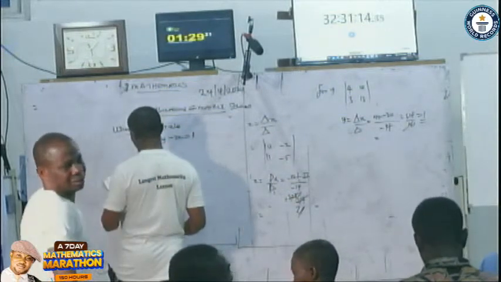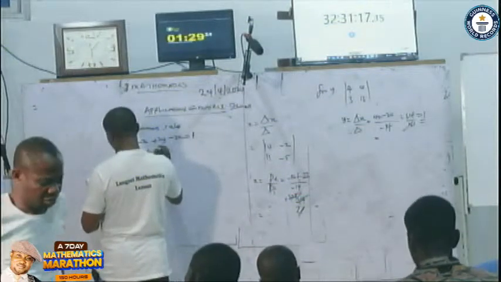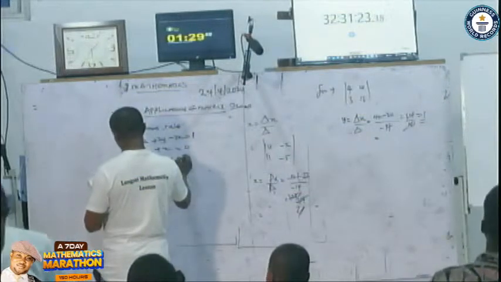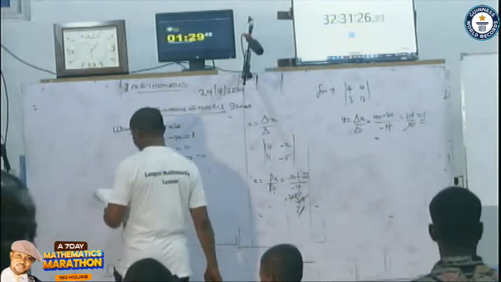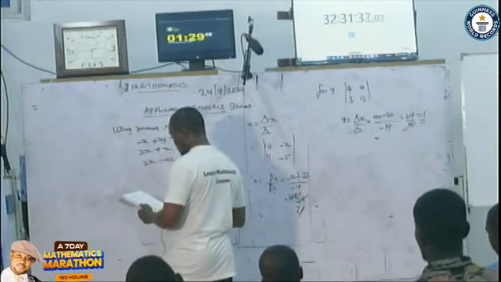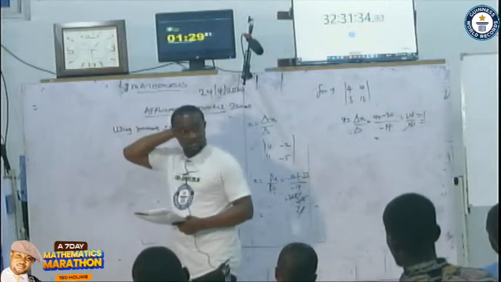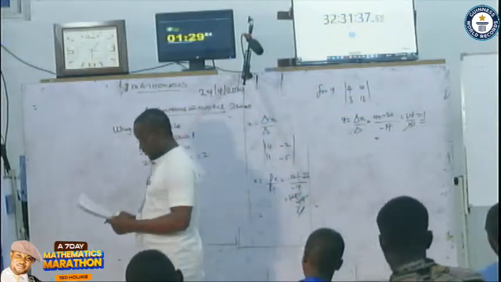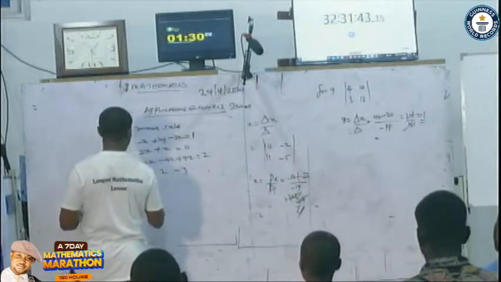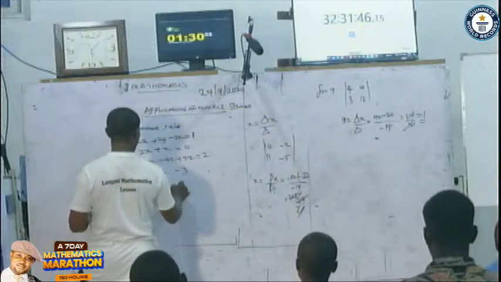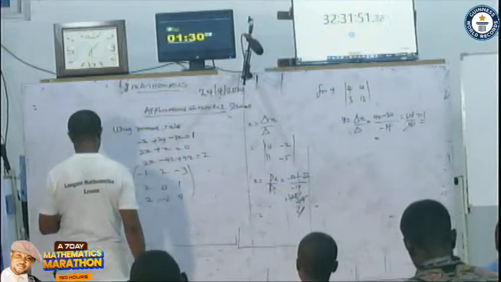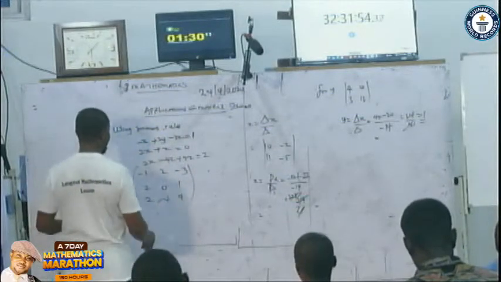Minus x plus 2y minus 3z equals to 1. 2x plus z equals to 0. 2x minus 4y. So let's see the coefficient of that matrix. The coefficient of the matrix is minus 1, 2, minus 3, 2, 0, 1. So find the determinant of that.